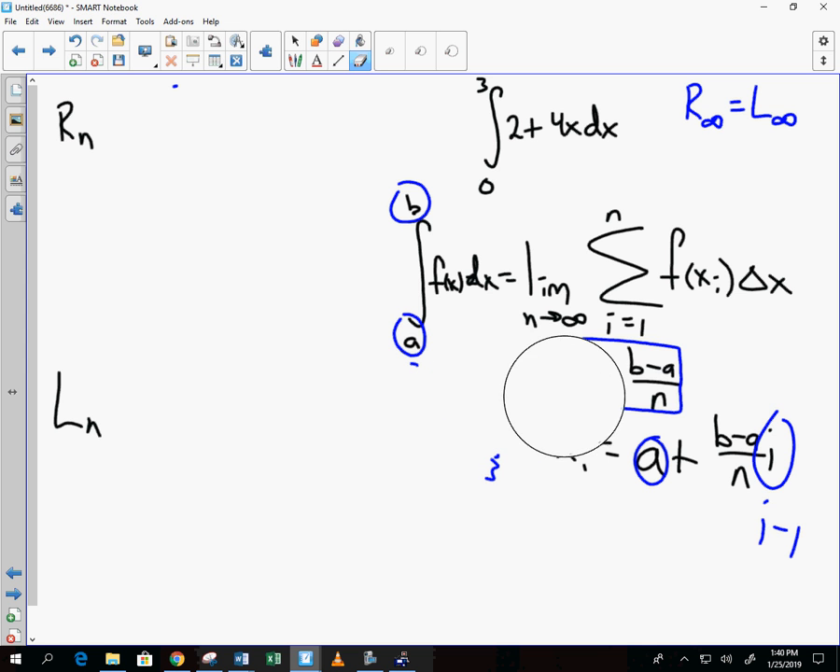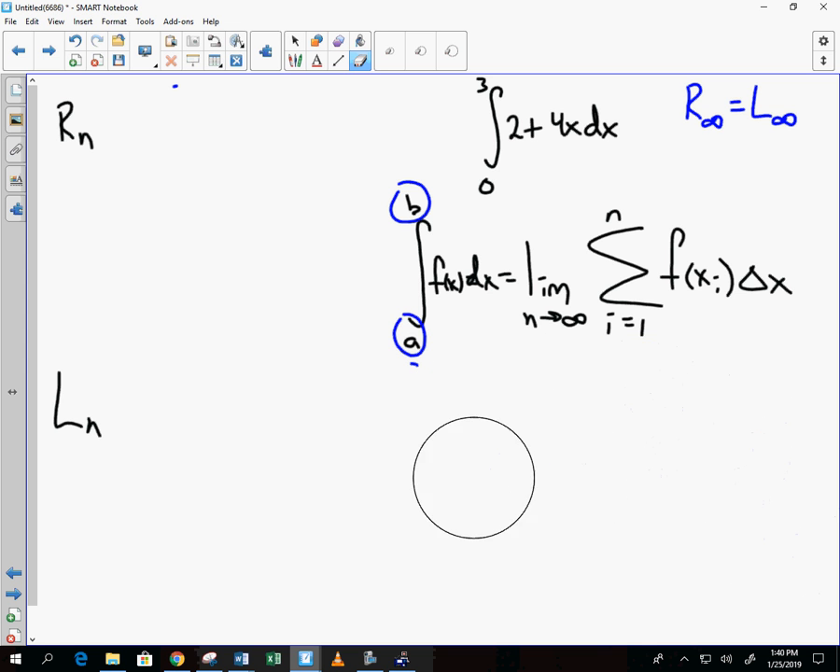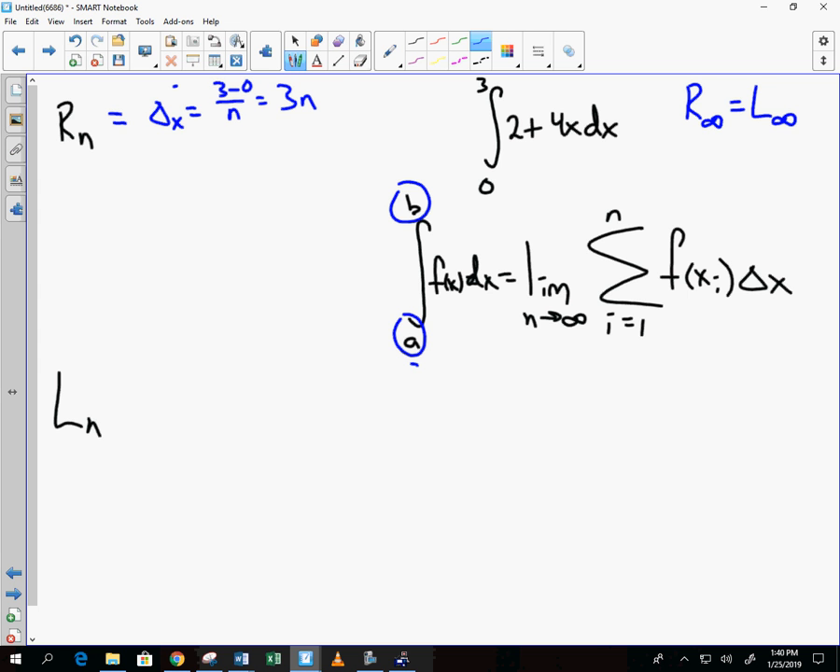And we're going to do the right hand piece and we're going to write it out just so you can remember how that goes. Okay? And so what I have is for the right hand sum, we are going to have, first of all, delta x is equal to 3 minus 0 over n, or 3 over n. And x sub i is equal to, we take a, which is 0, and we add that to 3 over n times i, or 3 over n i.